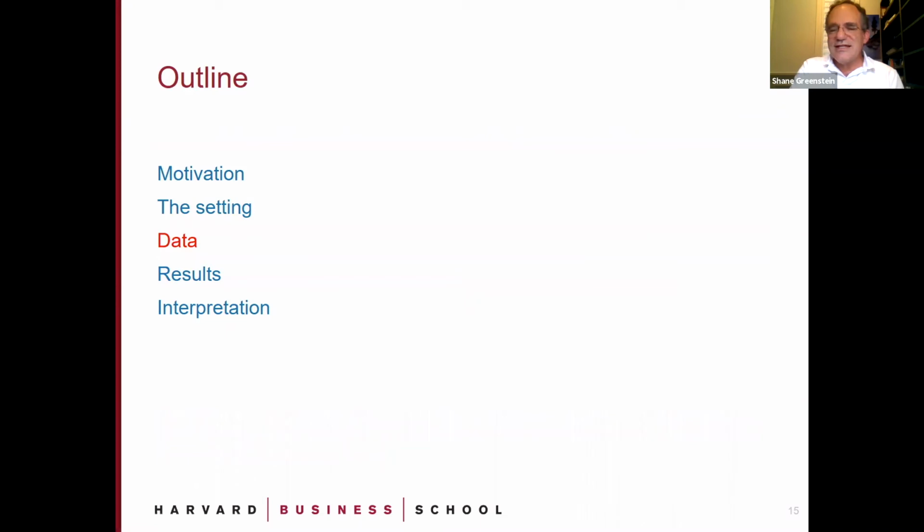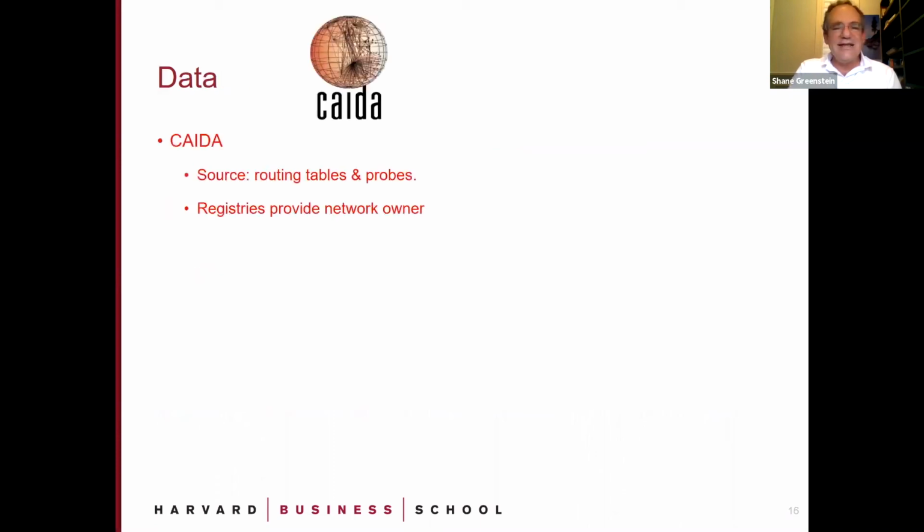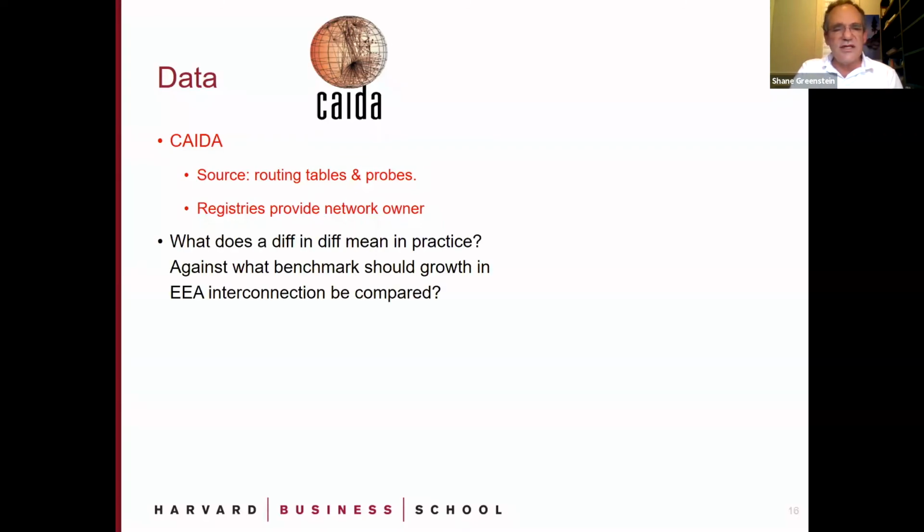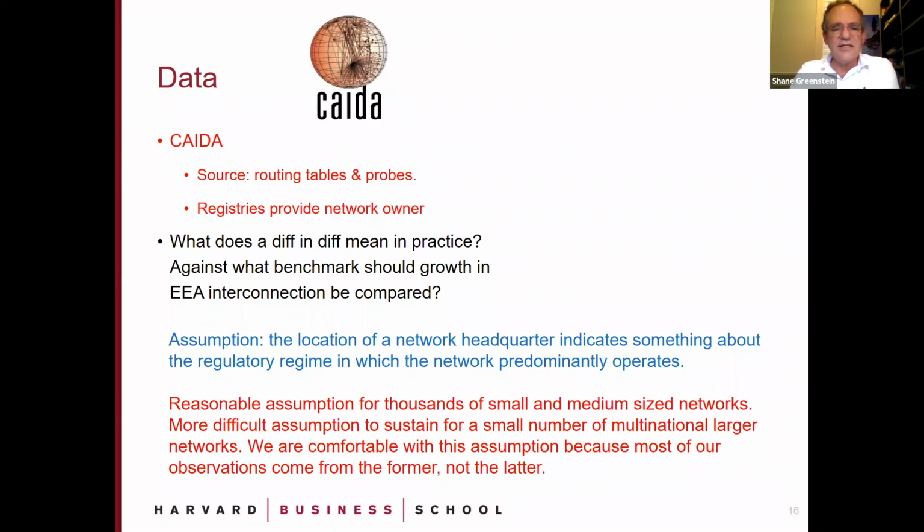So the next two parts here go pretty quick. If you've followed me up to now, we're good? Okay, data. So the data come from CAIDA. As I said, we're going to look at the routing tables, and they have various probes everywhere. Identifying a network's owner is actually quite easy. And in practice, we're going to run a diff-in-diff, and we're going to compare the European Economic Area to another area. How do we do that in practice?